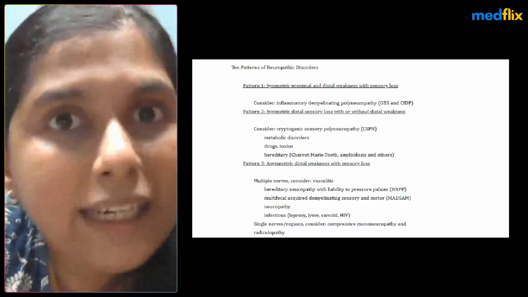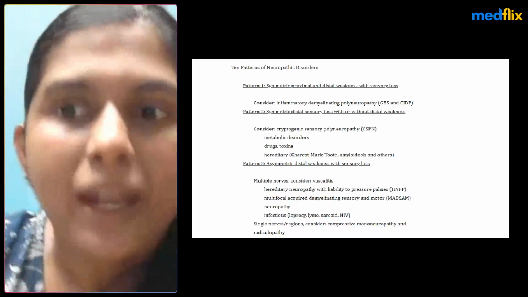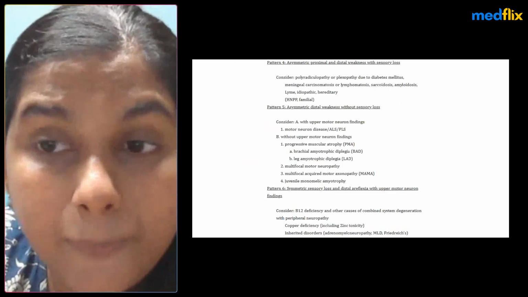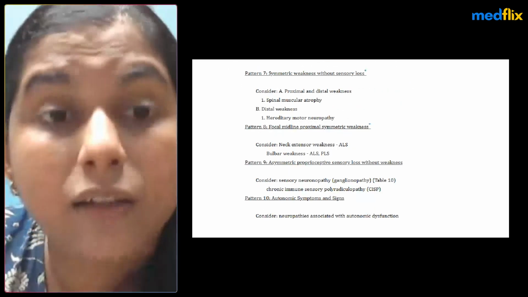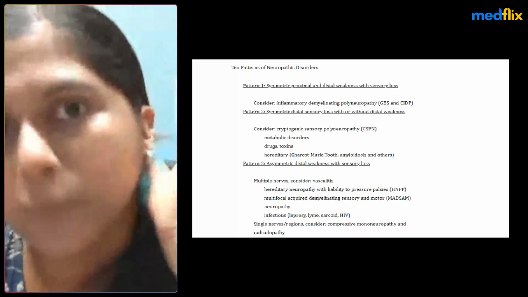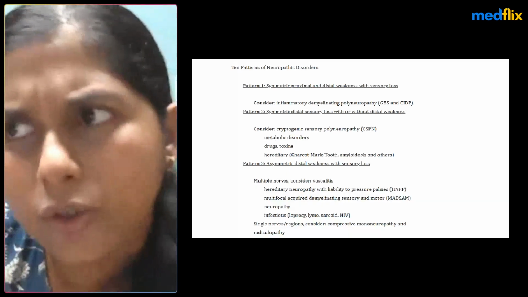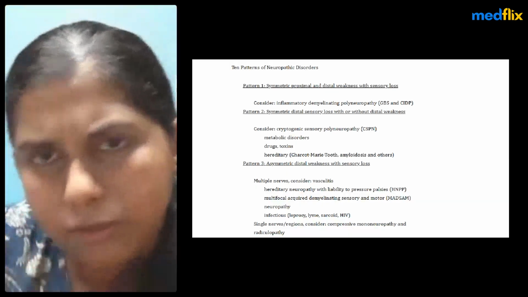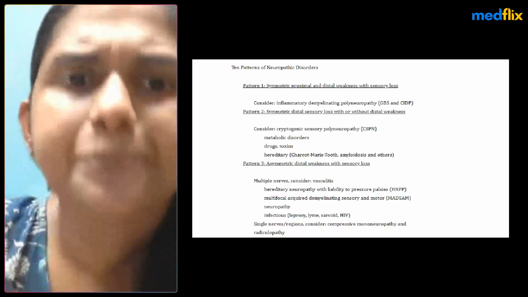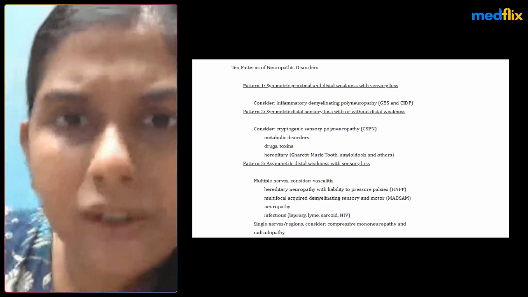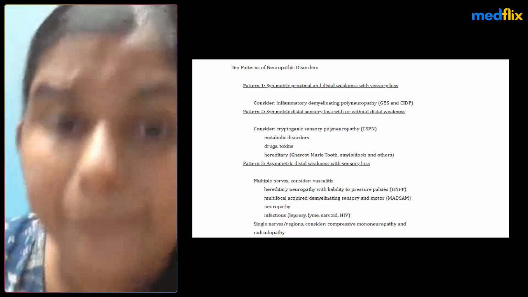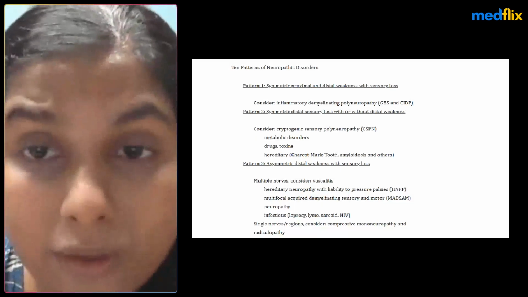So finally, coming to the pattern of neuropathic disorders, and I would still talk about 3-6-9 among this pattern. These patterns will help us narrow down our differential diagnosis. Pattern 1: symmetrical, proximal and distal weakness with sensory loss. So here it can be inflammatory demyelinating polyneuropathy. Pattern 2 is symmetrical distal sensory loss with or without distal weakness.